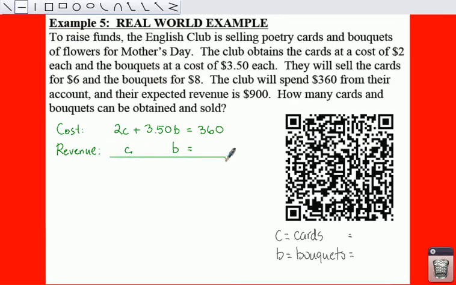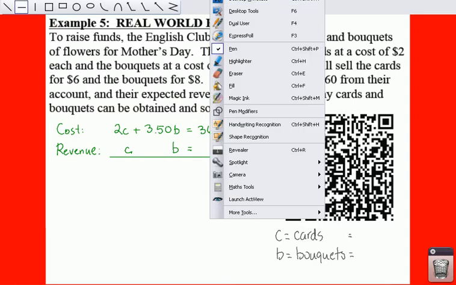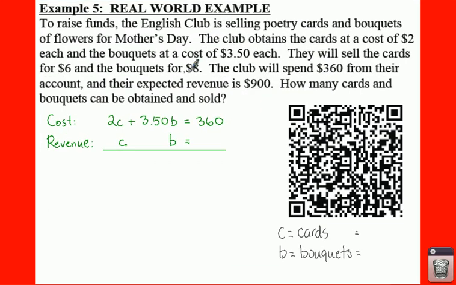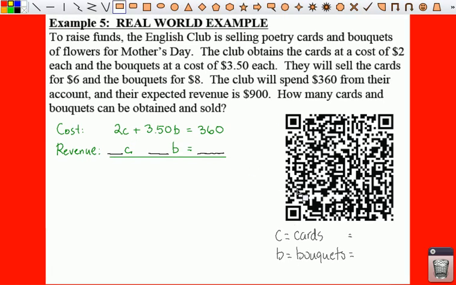So you're going to need to figure out what you're going to plug in front of your C here, what's going to go in front of your B, and you're going to need to use the information to figure out what goes here. Then I want to know how many bouquets and how many cards they're going to get.